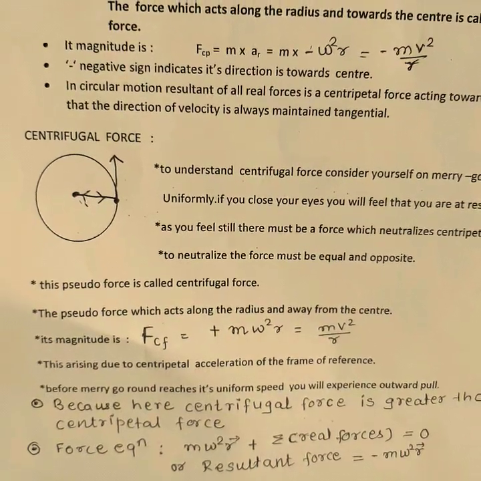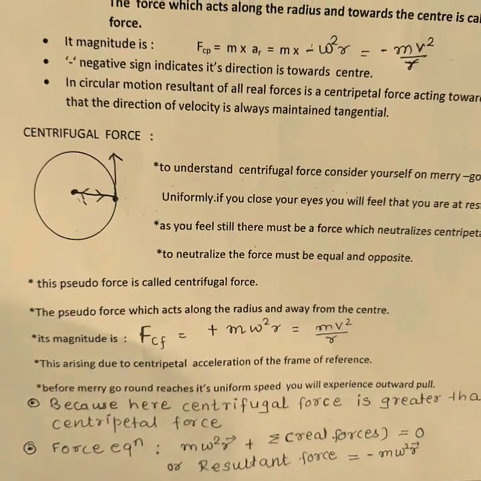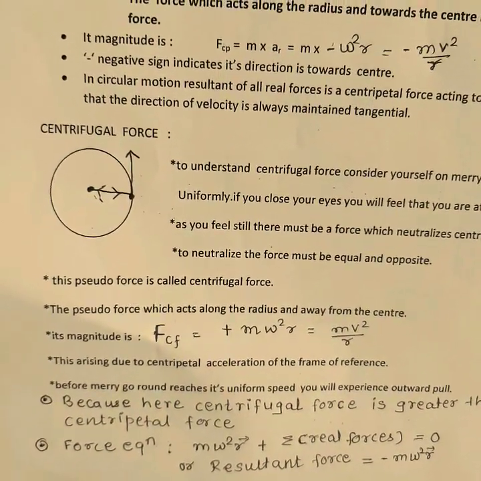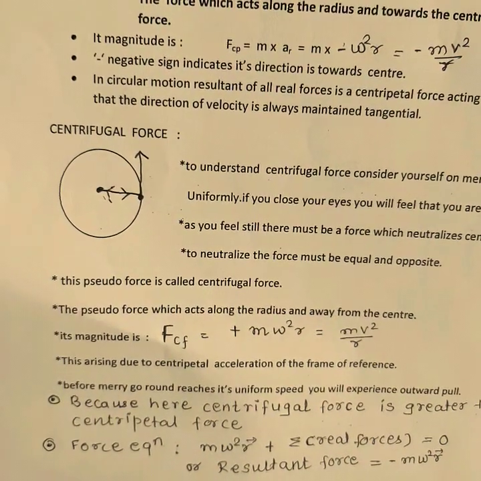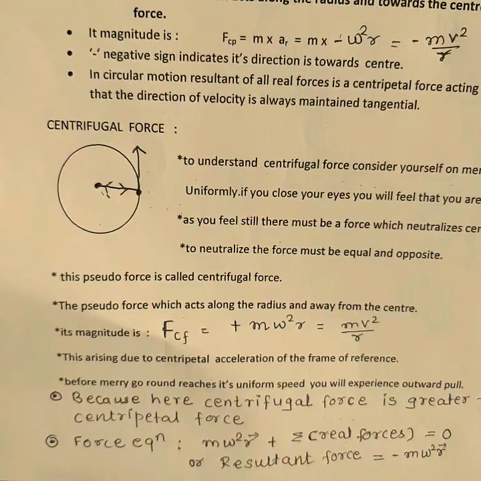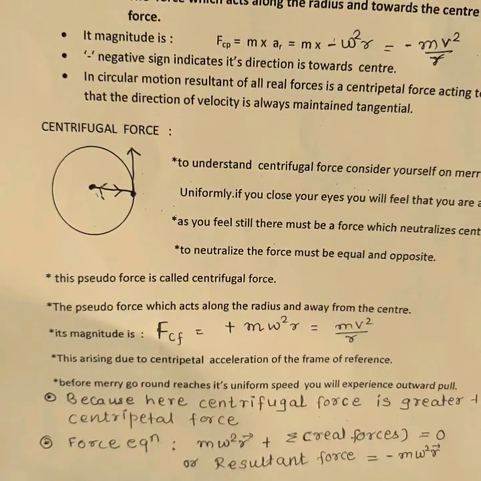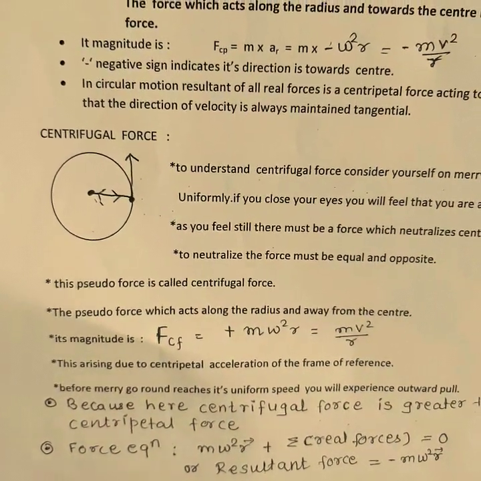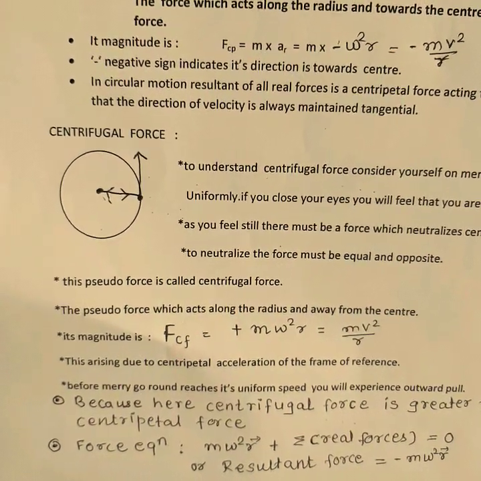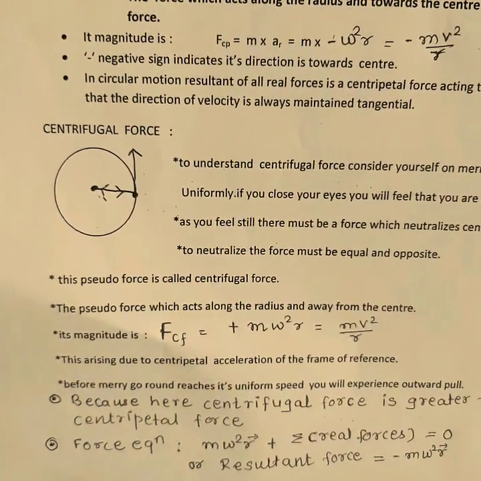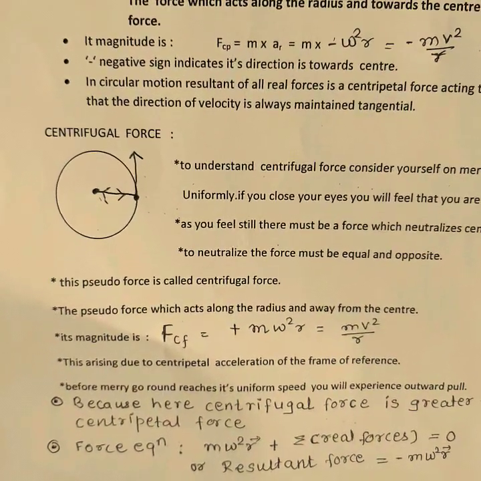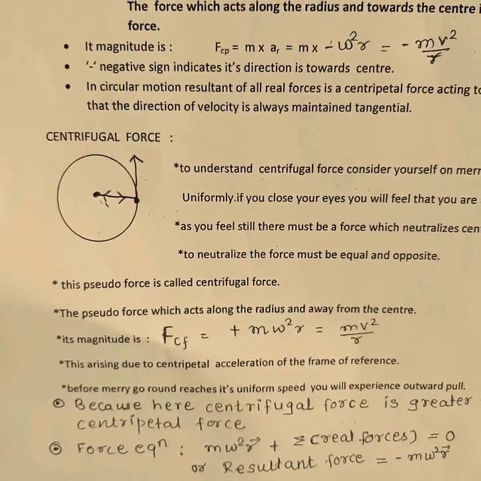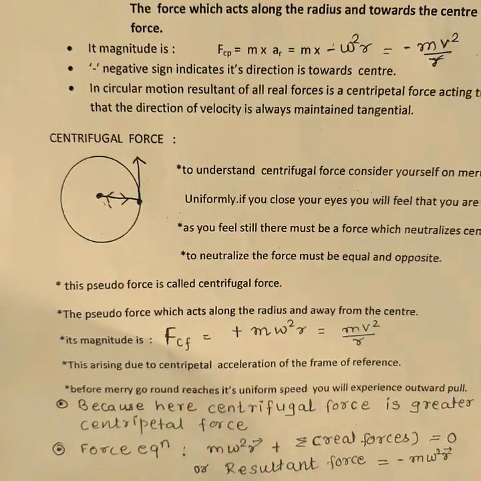Okay, children. So, these are the two forces responsible for circular motion. Due to these two forces, circular motion is possible. For that, there must be a resultant centripetal force, or if centripetal and centrifugal forces are acting, they must be equal and opposite. If centrifugal force is greater than centripetal force, then it will not be uniform circular motion. You will feel the outward pull.